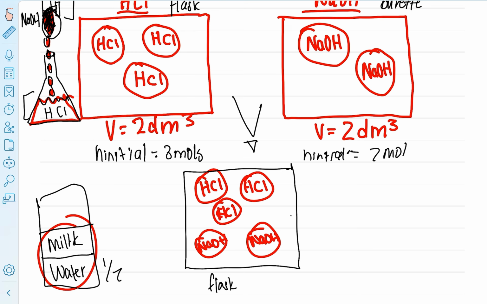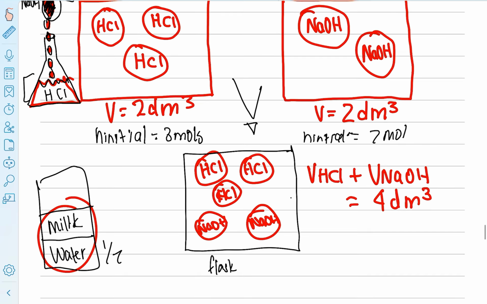Your hydrochloric acid had a volume of 2, your sodium hydroxide had a volume of 2, but when you add the volume of hydrochloric acid as well as the volume of sodium hydroxide, both of them are now going to give you a volume of 4. So now what you have in this flask is you don't just have a volume of 2 of hydrochloric acid, you've now got a total volume of 4 cubic decimeters because you've combined your hydrochloric acid and your sodium hydroxide into one. The very same way that you see that the moles of hydrochloric acid and the moles of sodium hydroxide are combined into this one flask.